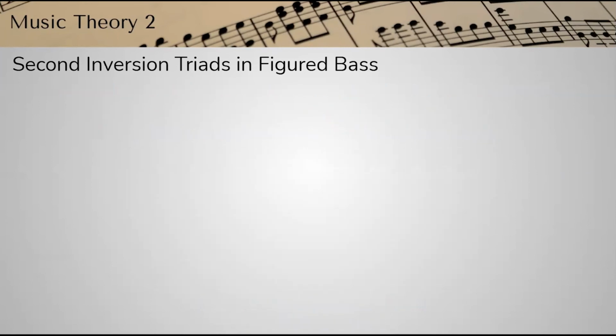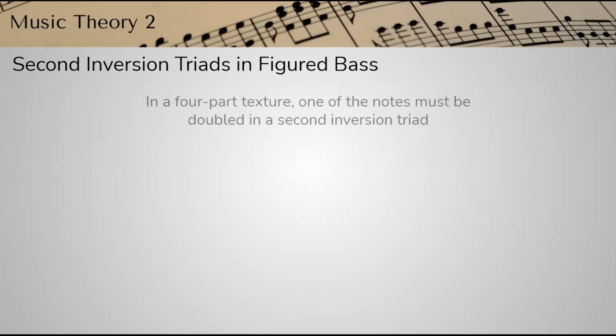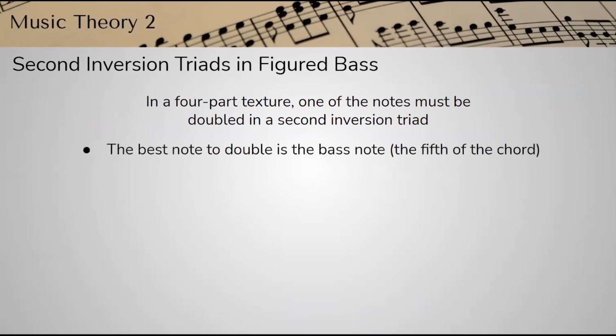So let's talk about what happens when you're writing in 4 parts, like we'll be doing for our figured bass. Well, there's only 3 notes in the chord, so the question is always, what do you double? What's the best thing to double in a second inversion triad? And the rule is always what results in the best voice leading, right? But if we just think about the chord, the best note to double is the bass note, the lowest note of the chord, which is the 5th of the chord.